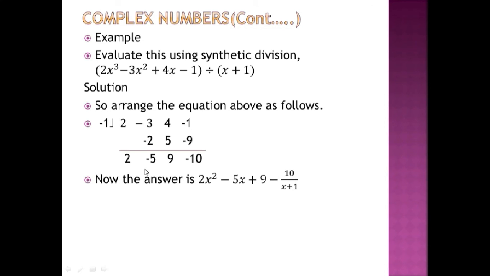So now the answer starts with power 2, since we started with power 3. It's going to be 2x squared minus 5x plus 9 minus, because this 10 is -10, the remainder, so -10 over x plus 1. So that's how we use synthetic division.